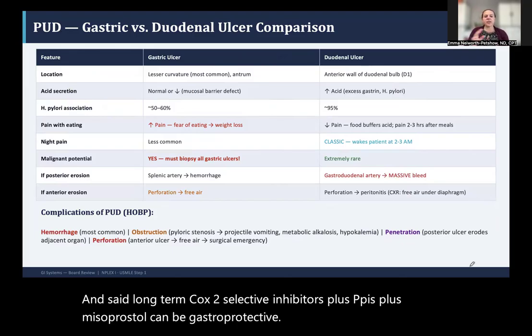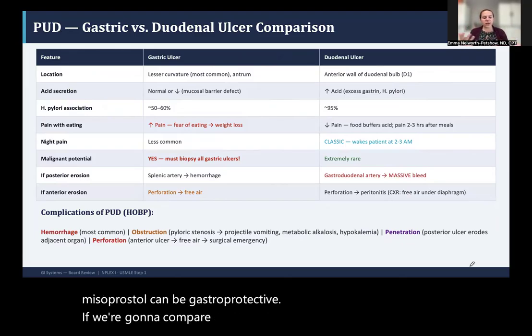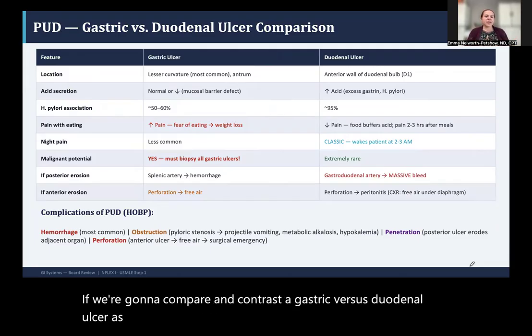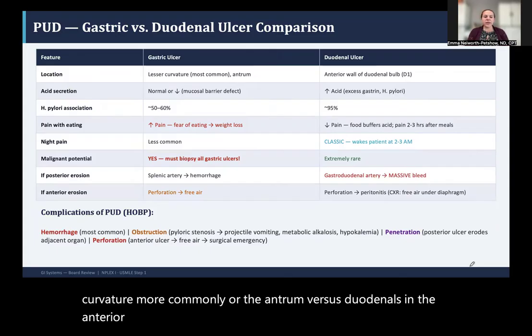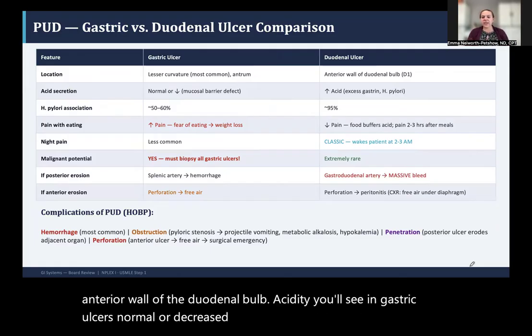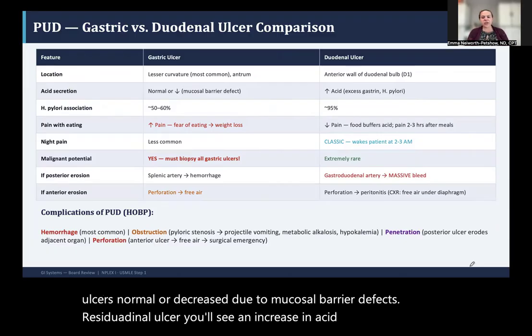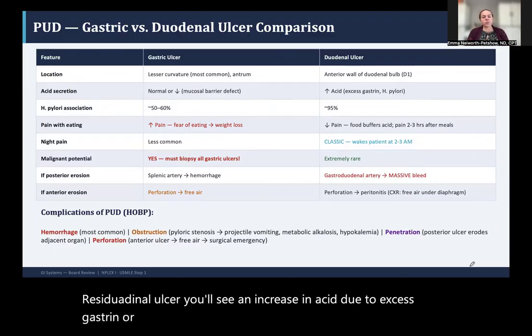If we're going to compare and contrast a gastric versus duodenal ulcer, as this is high yield, you'll see the gastric ulcers in the lesser curvature more commonly or the antrum, versus duodenals in the anterior wall of the duodenal bulb. Acidity in gastric ulcers is normal or decreased due to mucosal barrier defects, versus a duodenal ulcer where you'll see an increase in acid due to excess gastrin or H. pylori.